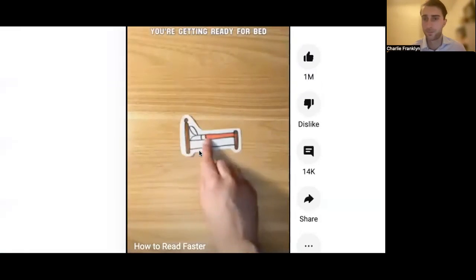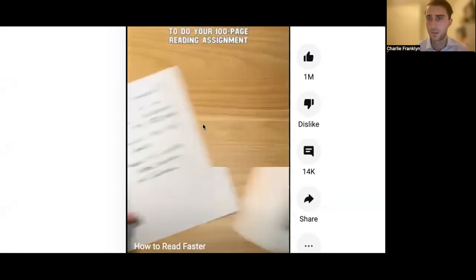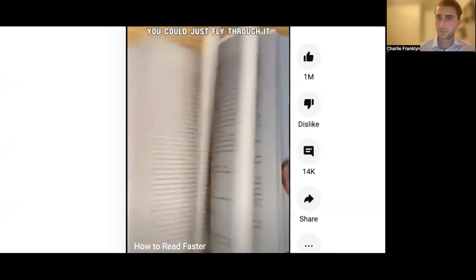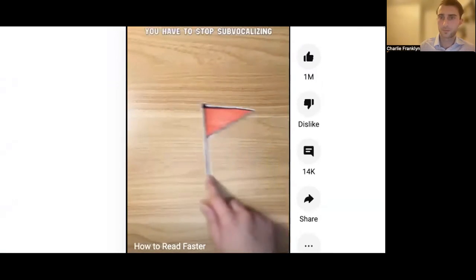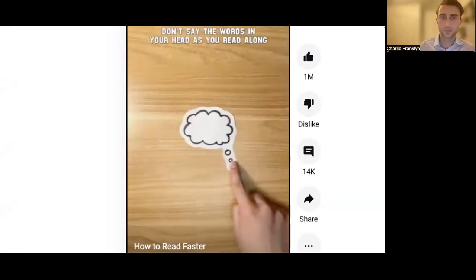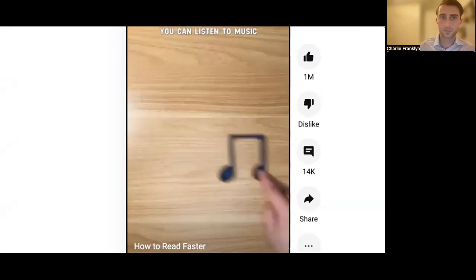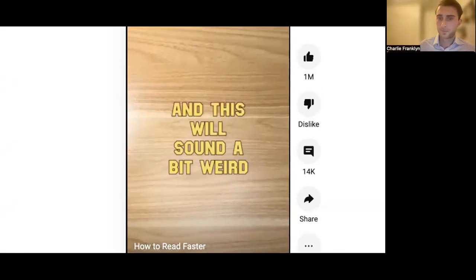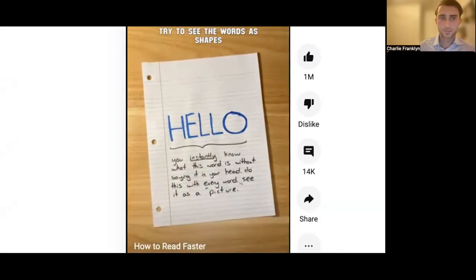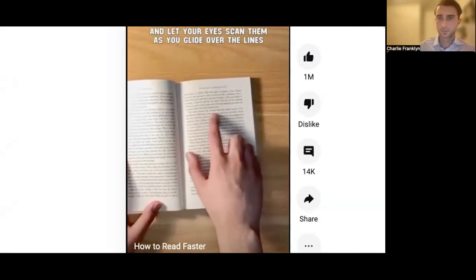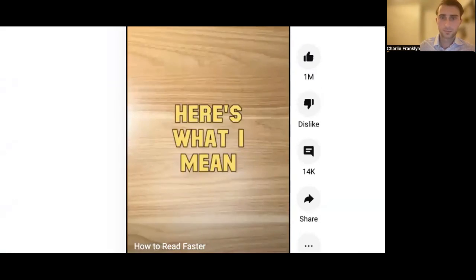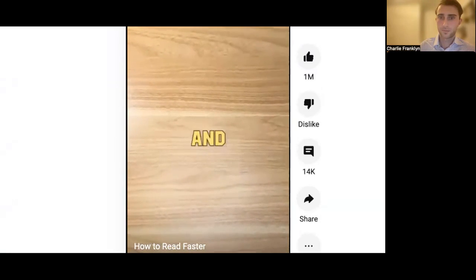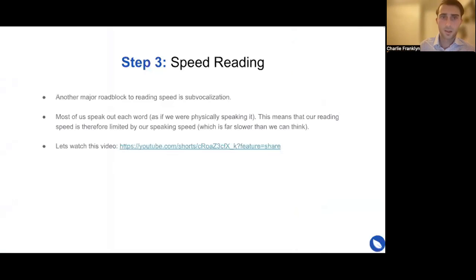It's midnight, you're getting ready for bed, but you realize you forgot to do your 100-page reading assignment. You wish there was some way you could just fly through it. Well, there it is. You have to stop sub-vocalizing. Don't say the words in your head as you read along. You can listen to music or use your finger to help you accomplish this. Instead, and this will sound a bit weird, try to see the words as shapes and let your eyes scan them as you glide over the lines of a book. Here's what I mean. It's midnight, you're getting ready.